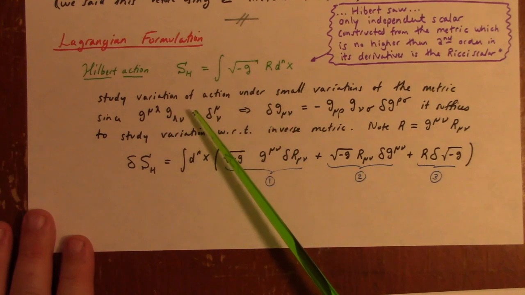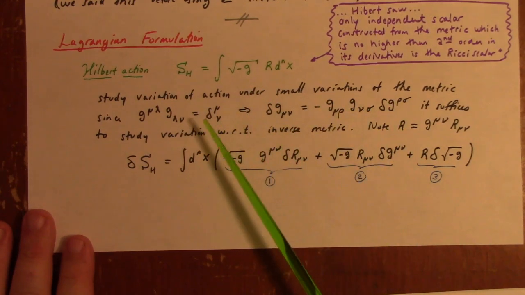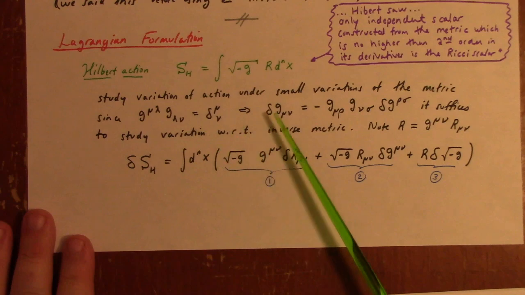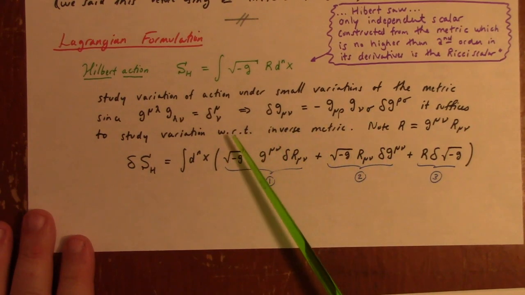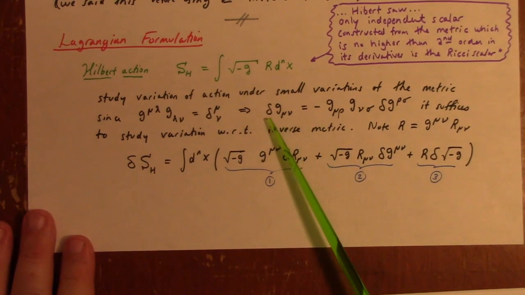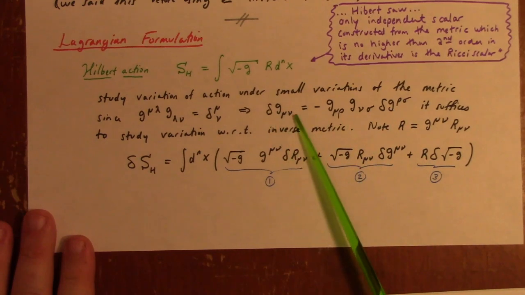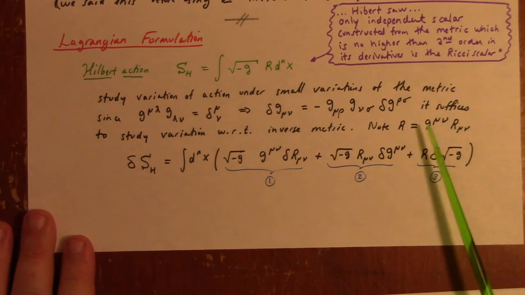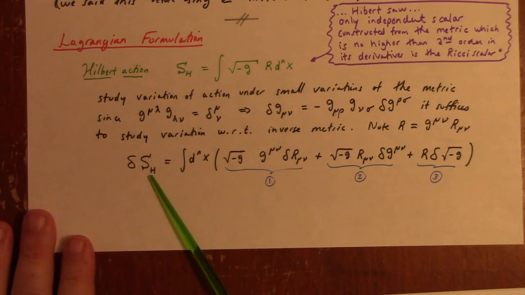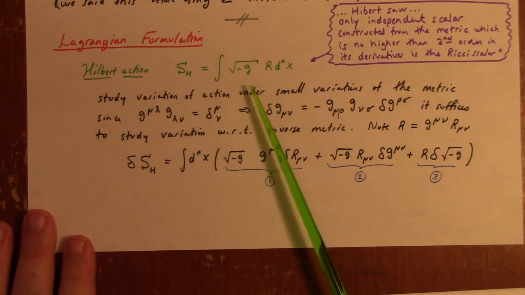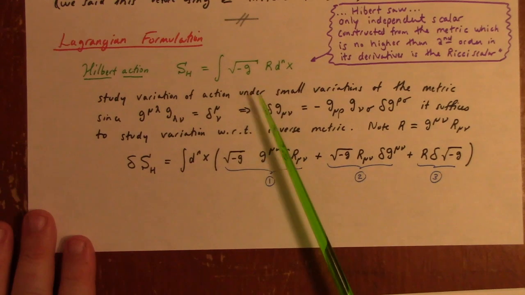And so if we study a variation of the action under small variations of the metric, then it suffices to study variation with respect to the inverse metric, because they're tied together by the chain rule. And so if you study the variation of the Einstein-Hilbert action, you've got three things going on.